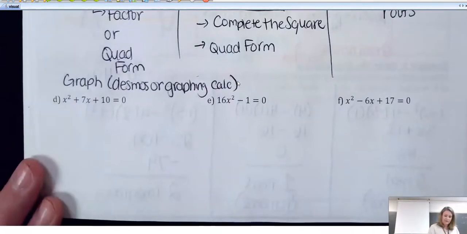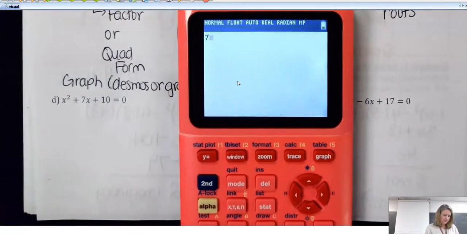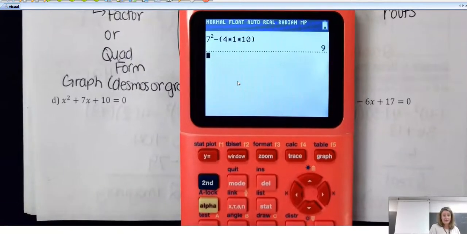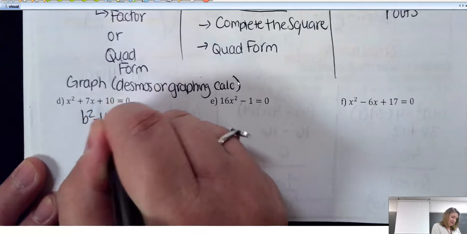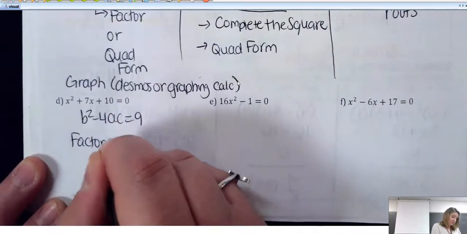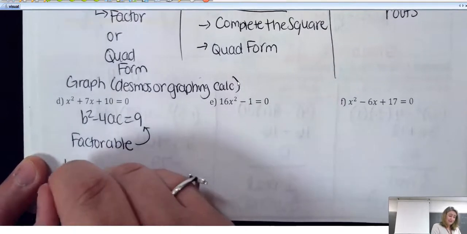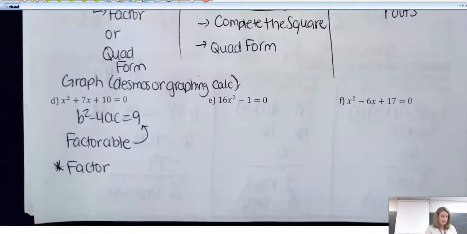Okay, letter D, let's do b squared minus 4ac. So 7 squared minus 4 times 1 times 10. I got 9 there. So b squared minus 4ac is 9. That implies, because that's a perfect square, this is factorable because that's a perfect square. So honestly, this particular question, I would factor if it was my choice.